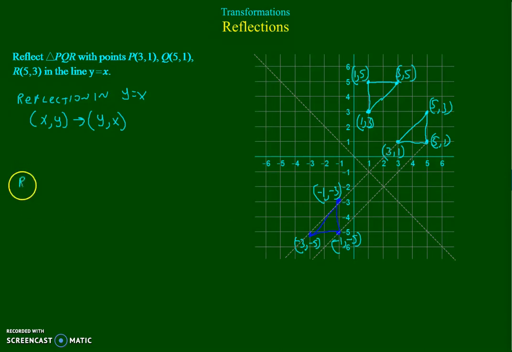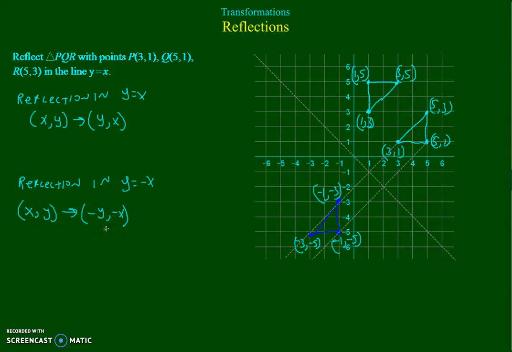So a reflection in the line y equals -x is achieved by (x, y) going to (-y, -x). And that's a reflection in the line y equals -x.